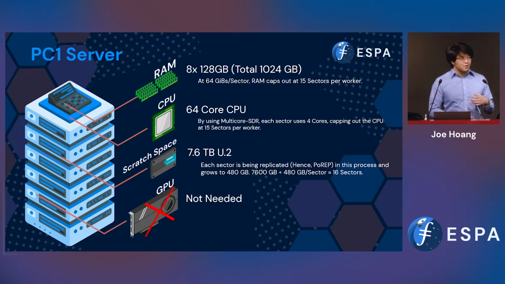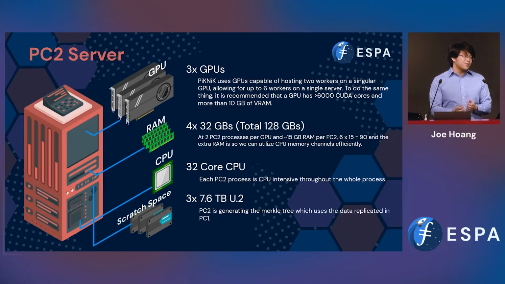Off of that is how we derive our RAM and our scratch space. The RAM at 1024, and then use 64 gigs per sector, calculates to about 15 and 16. And then similarly, if you remember our talk about proof of replication, where the data in a sector is replicated many times to reach about 480 gigabytes, with a 7.6 TiB U.2 drive, it also calculates out to about 15 and 16.